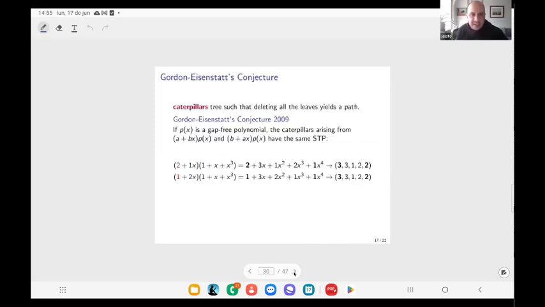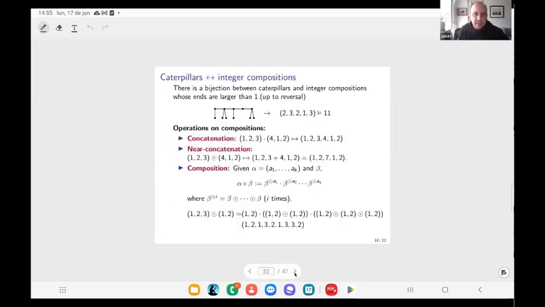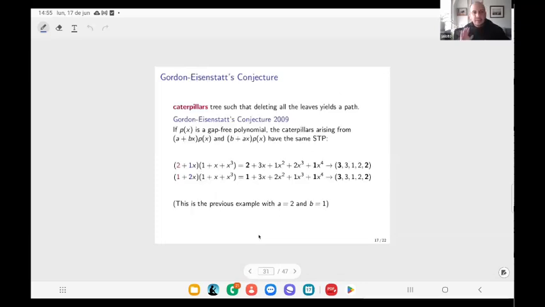Then Gordon and Eisenstadt made a conjecture. I will go over this because I have maybe 5 minutes, so hopefully I will be able to explain it. This conjecture of Gordon and Eisenstadt is for caterpillars. We know that caterpillars are trees where, if I delete all the leaves, I get a path.